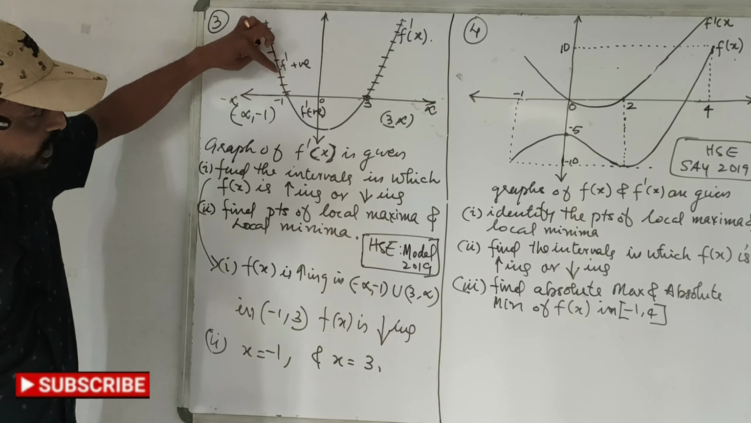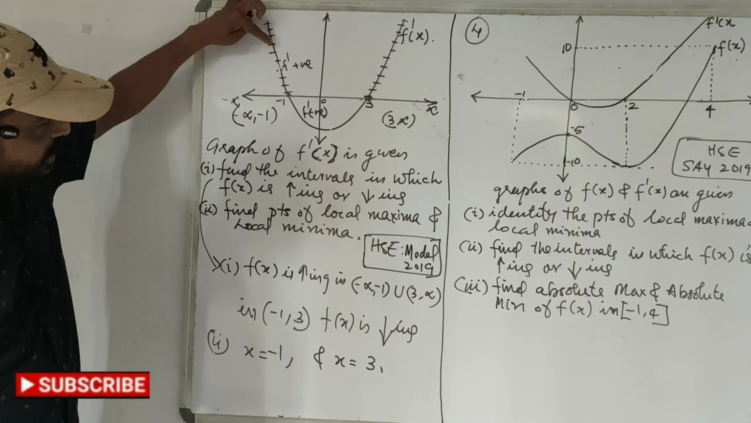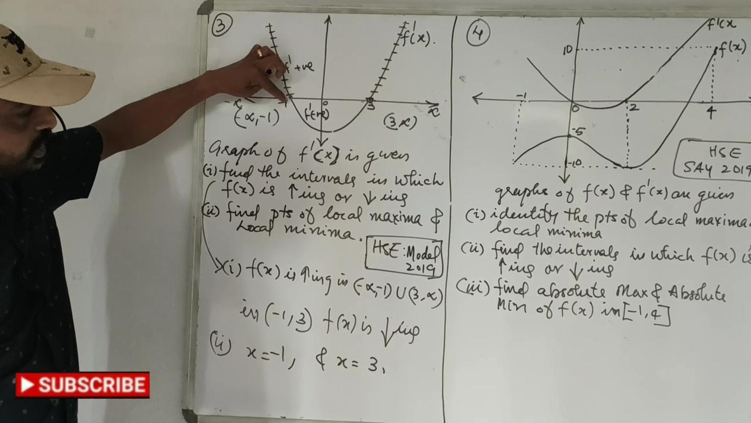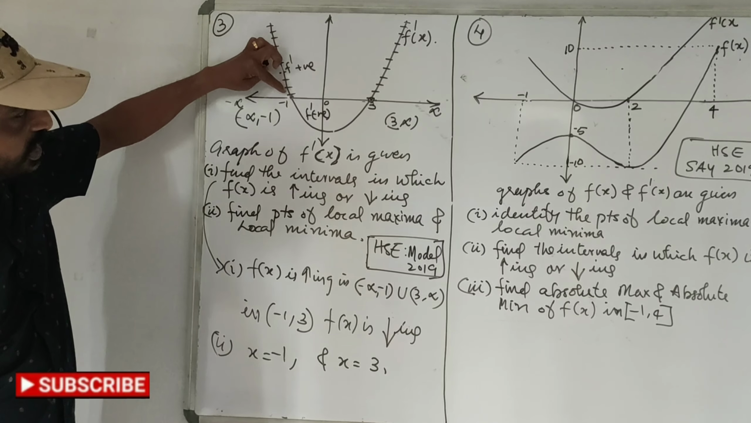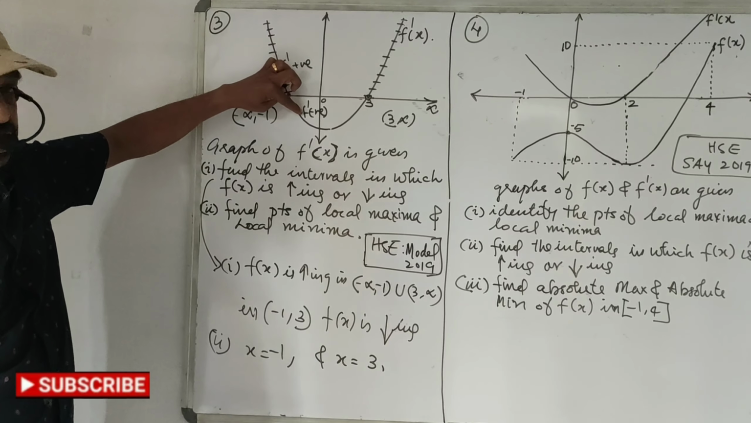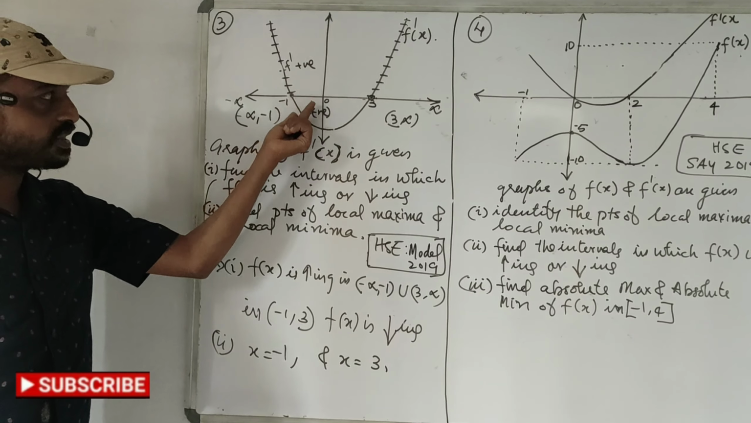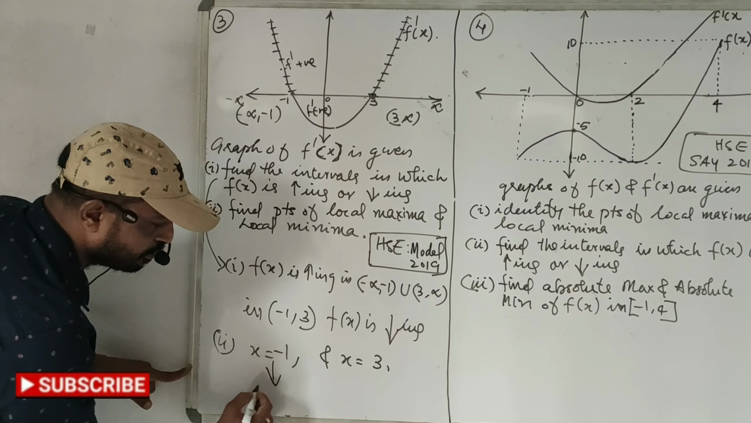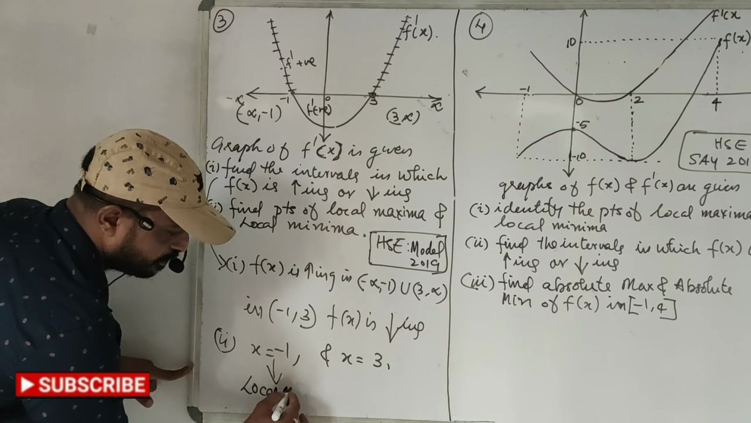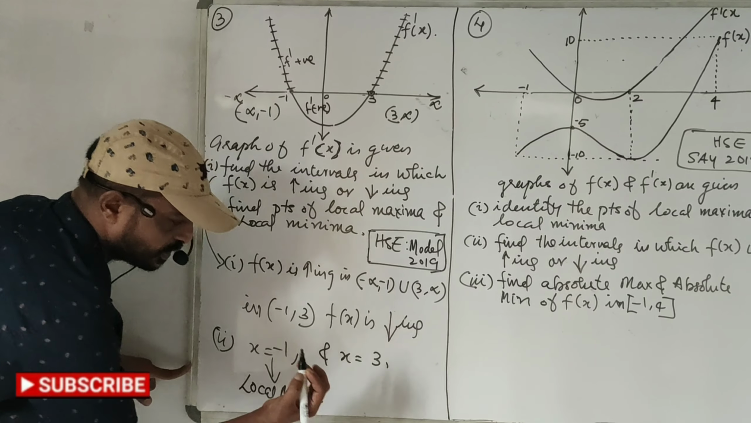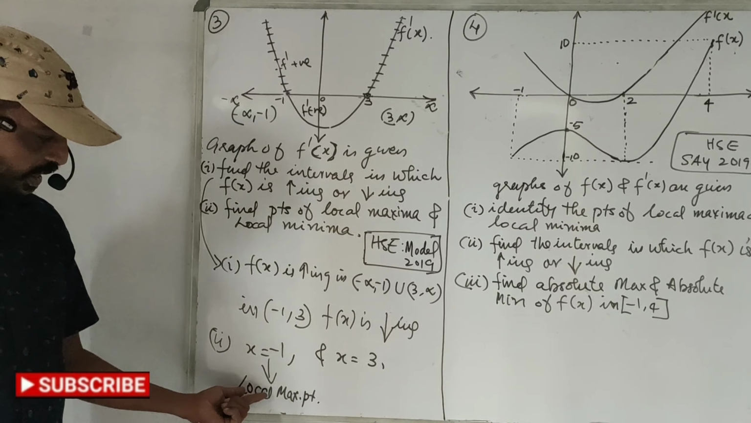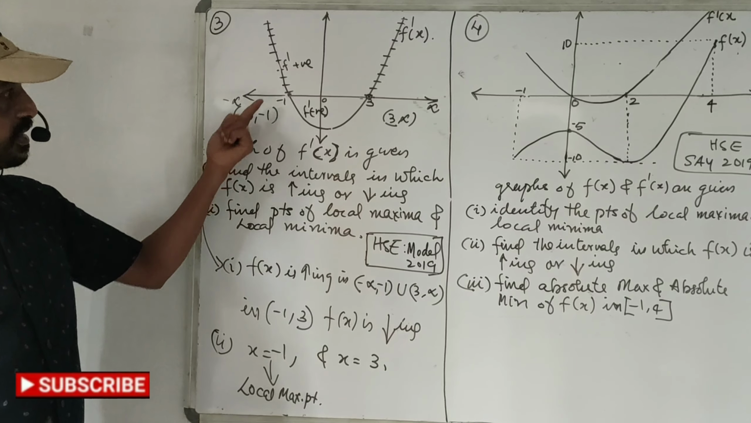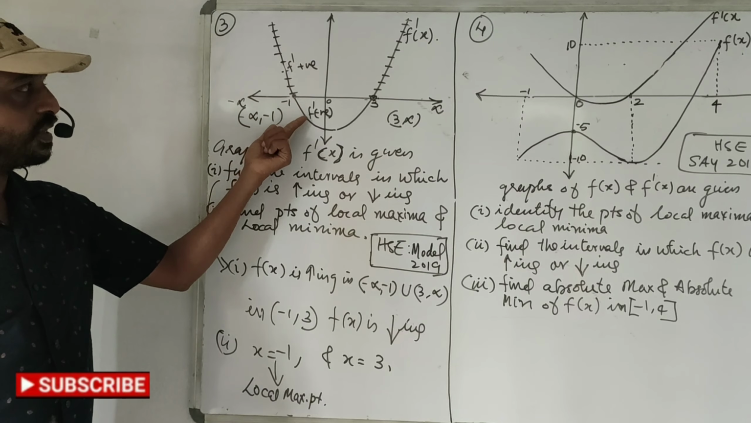So at the point x equal to -1, here f dash of x is positive, but here f dash of x is negative. So at x equal to -1, f dash of x changes its sign from positive to negative. So if f dash of x changes its sign from positive to negative, it is a local maximum point. So what is the condition at a local maximum point? At a local maximum point, f dash of x changes its sign from positive to negative.